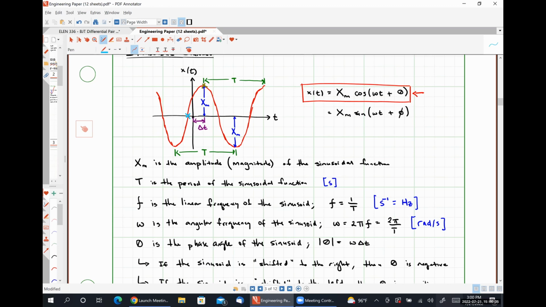Okay, so I absolutely understand that this shifting to the right gives you a negative phase angle and shifting to the left gives you a positive phase angle may be confusing, but those are the rules. This is how this behaves. Fundamentally, it has to work that way.